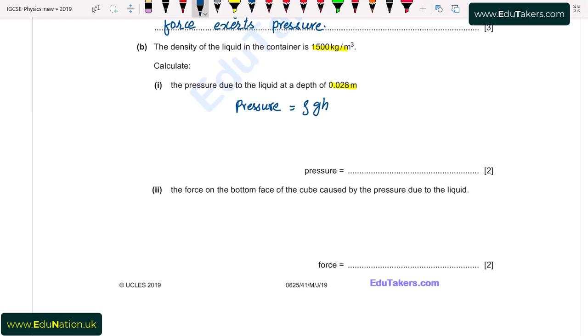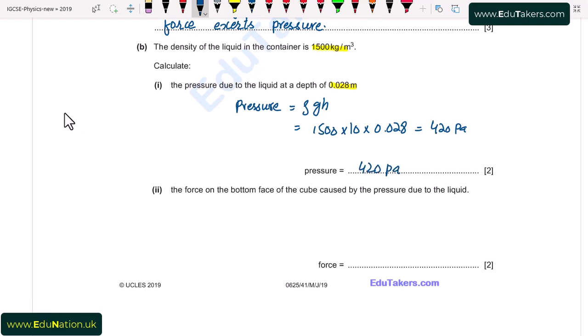In this case, the h that is represented here is actually the depth. So by putting values, rho that is 1500 multiplied by 10 and height is 0.028 meters. So it comes to be 420 Pascal. Here pressure comes to be 420 Pascal.